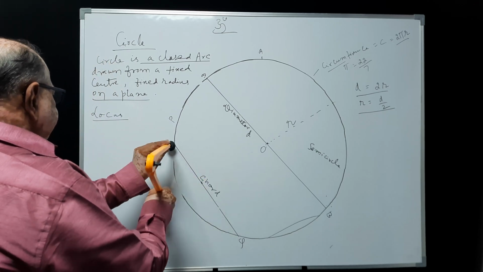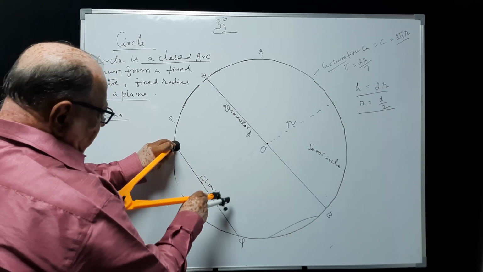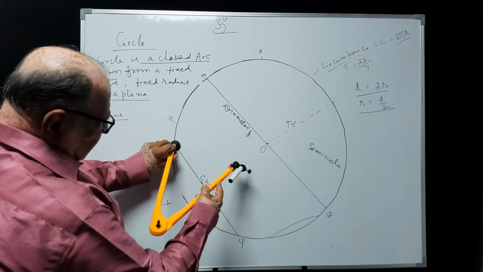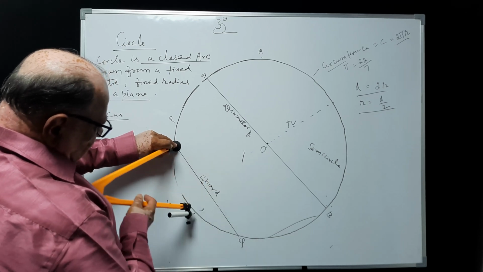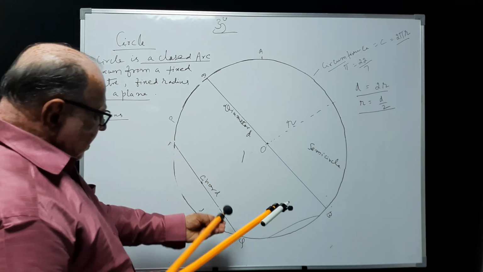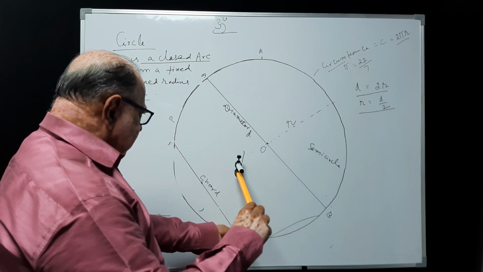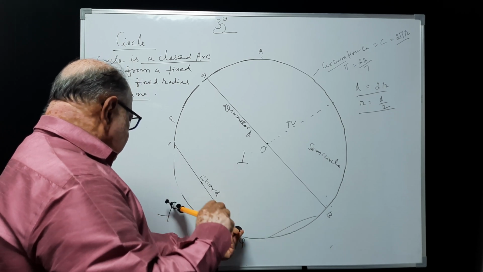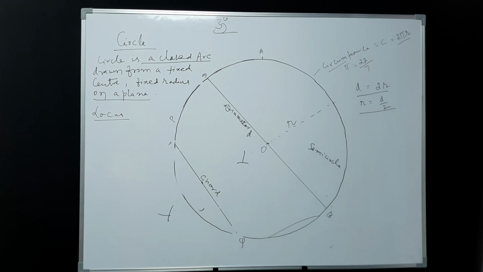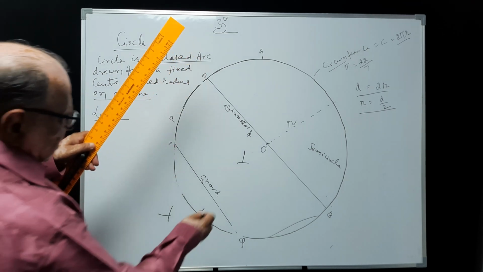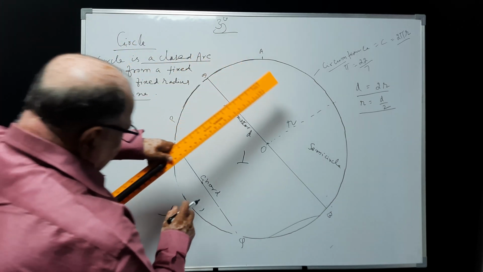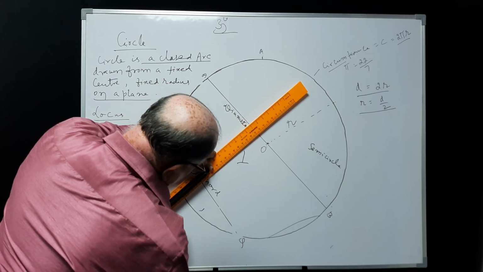To draw the bisector, what you have to do is take more than half the radius when drawing one arc. This is all, I think you know it. Then draw one arc on the other side, cutting the previous arc, and you will be joining the line. So these cutting points, we join them, and you will see the bisector will pass through the center of the circle.